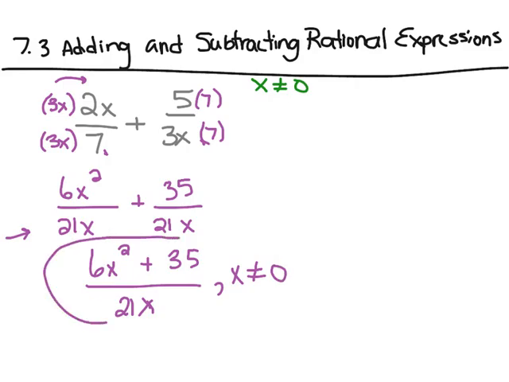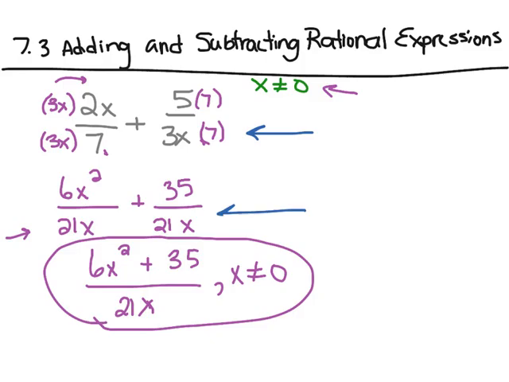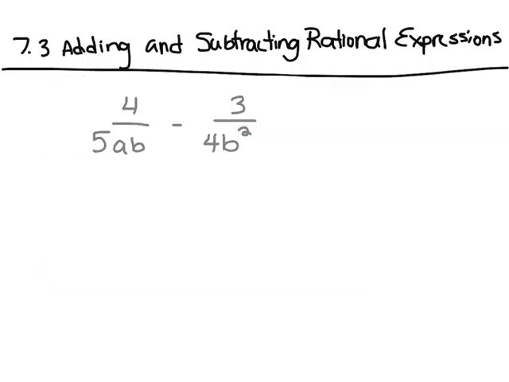And that's all you have to do. So first, non-permissible values. Second, multiply to get your denominators the same. Third, add your numerators. Fourth, check to see if you can simplify.